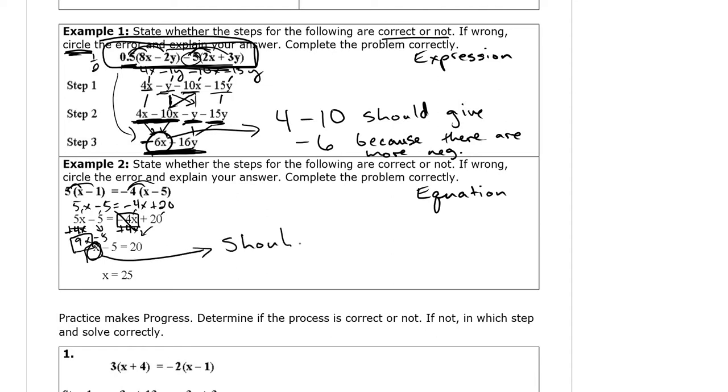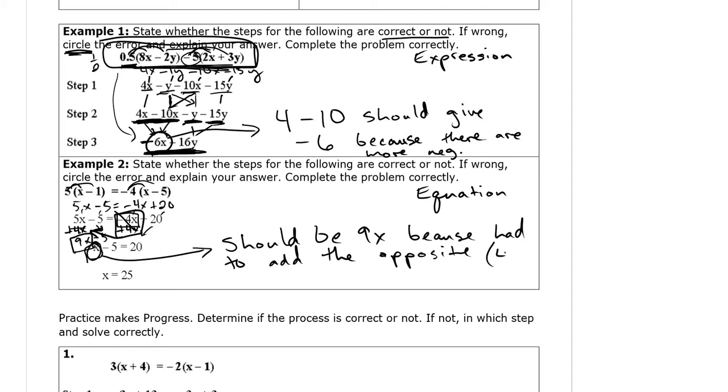Should be 9x, and what's our explanation? Had to add the opposite to get it over to this side, and that was positive 4x, to get to the other side.